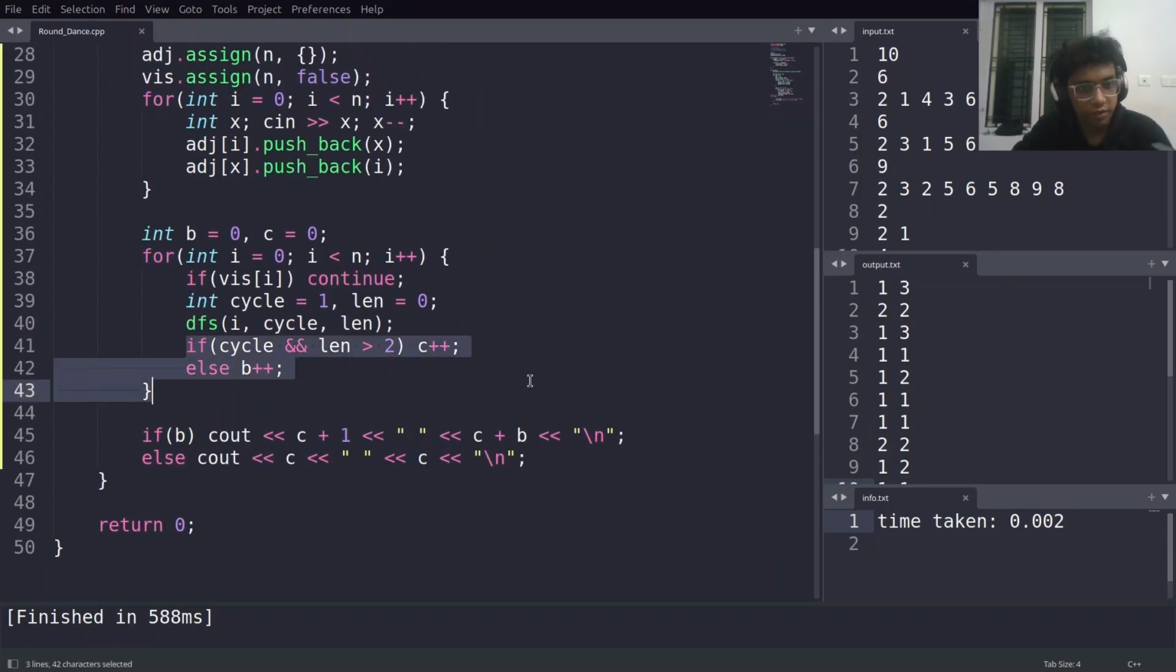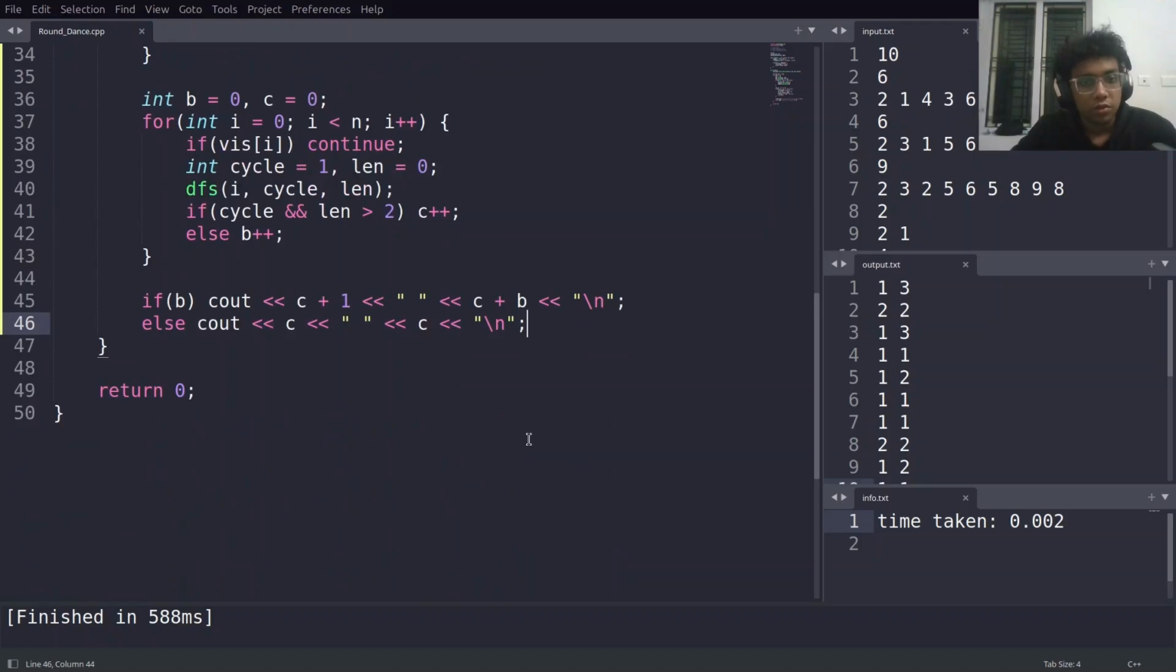And yeah, here we're increasing C if it's a cycle, otherwise we're increasing the bamboos. If b is greater than 0, that means there is at least one bamboo. We can merge them, so C plus 1 is the minimum and maximum is C plus b. Otherwise, in the cycle case, both will be C itself, right? So that's all for this.